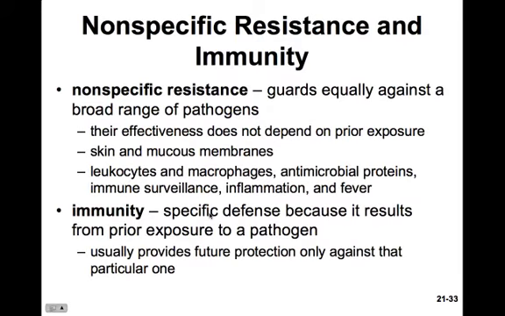In nonspecific resistance, we see the systems are guarding equally against a broad range of pathogens. The effectiveness does not depend on any prior exposure. We'll see the skin and the mucous membranes. We'll explore how leukocytes and macrophages work, and some antimicrobial proteins. We'll also examine immune surveillance, inflammation, and fever. Immunity is specific defense because it results from prior exposure to the pathogen, and it usually provides future protection only against that particular pathogen. That'll be the content of our next section.